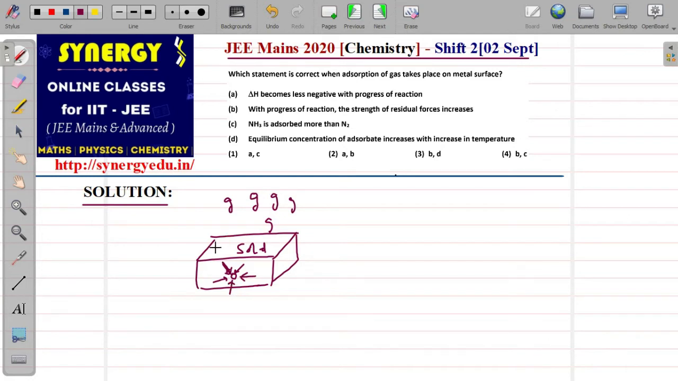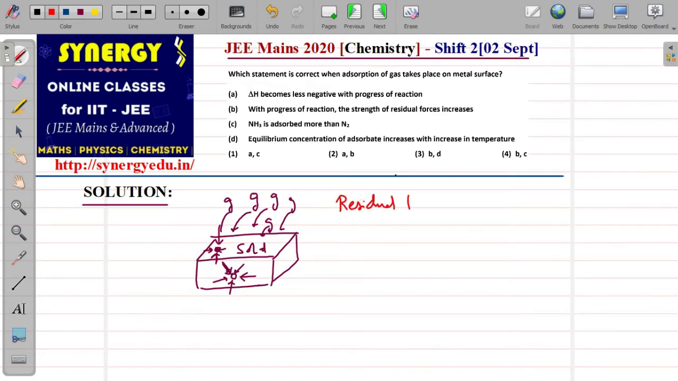But on the surface, the attractive forces are balanced in the left, right and bottom directions, but in the top direction they are not satisfied. So the gas molecules are attracted from the top direction onto the solid surface. These unsatisfied attractive forces on the surface molecules are called residual forces.